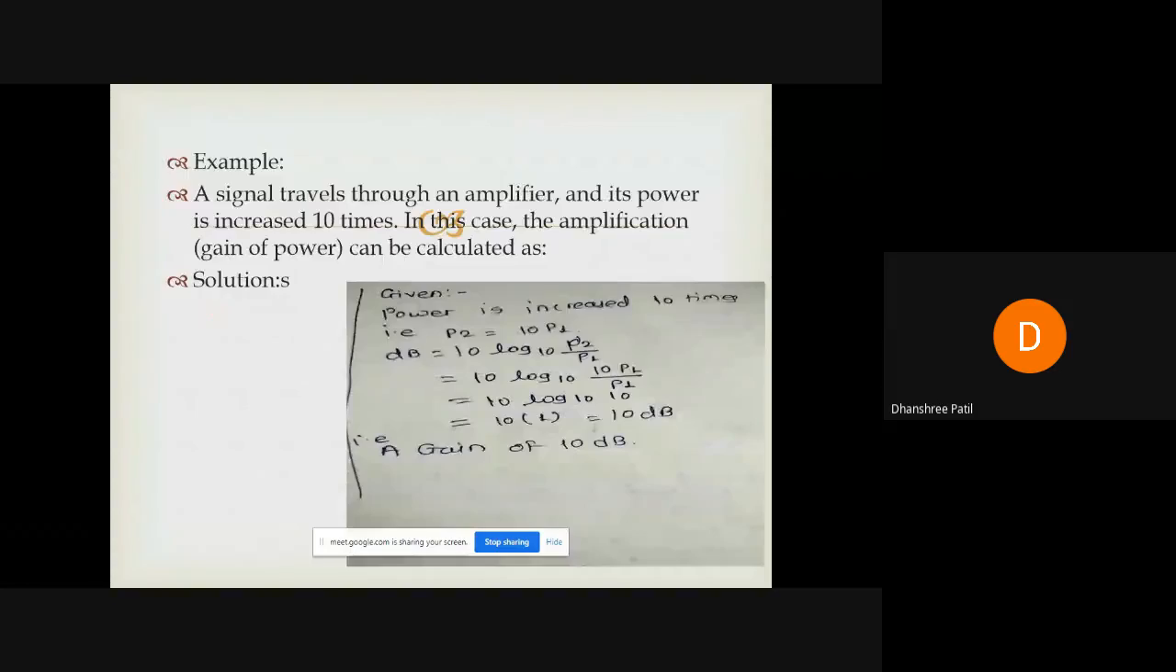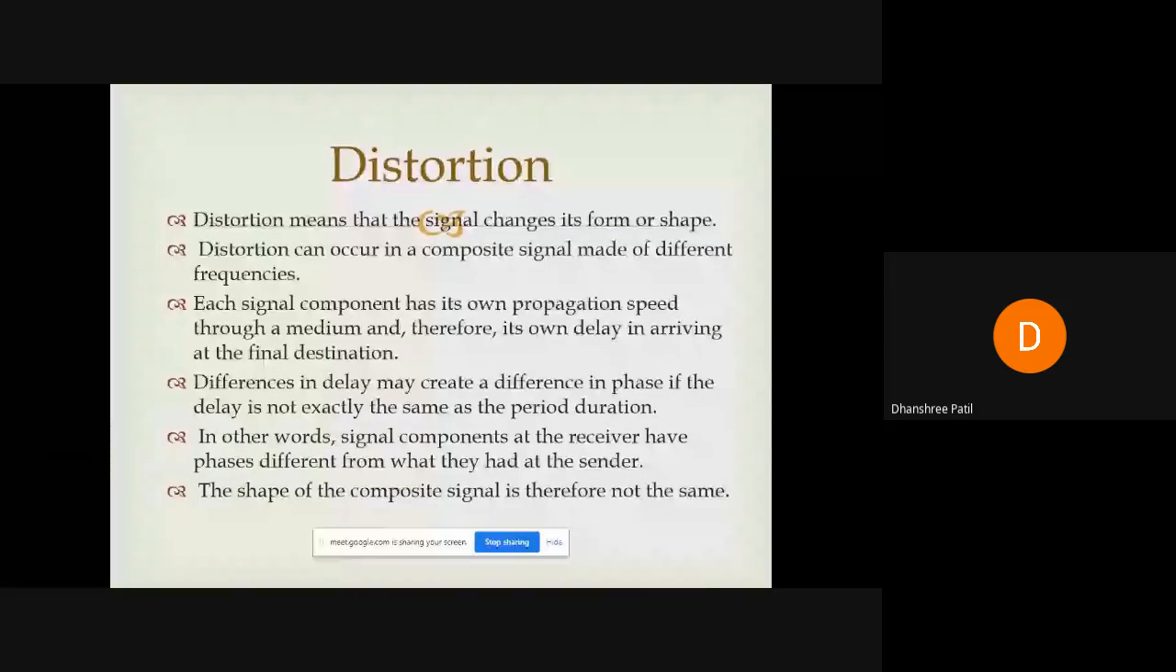Good. Then next, the second effect or second transmission impairment is the distortion. First was the attenuation, second is the distortion, which is also called delay distortion. What is meant by distortion? Distortion means the signal changes its form or shape. That is nothing but the distortion.